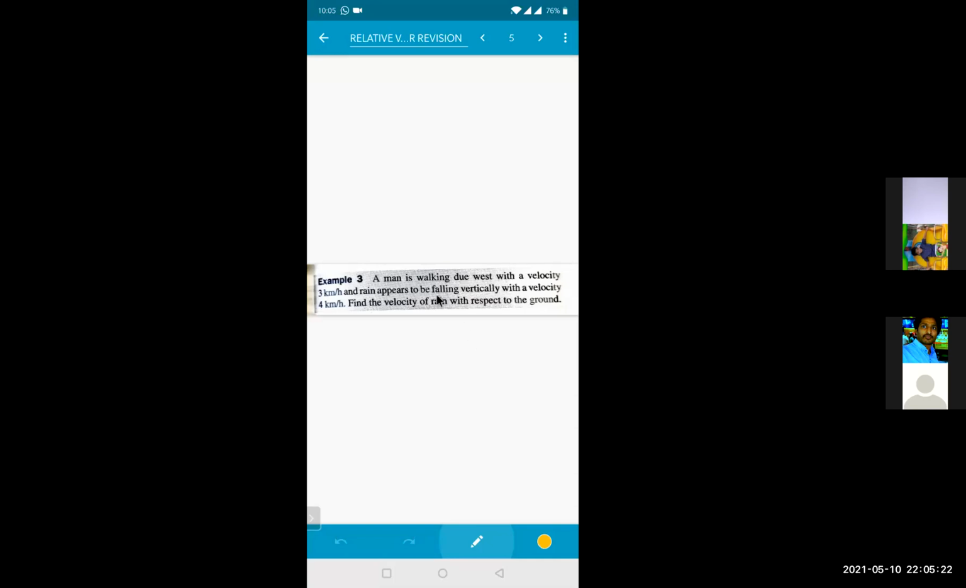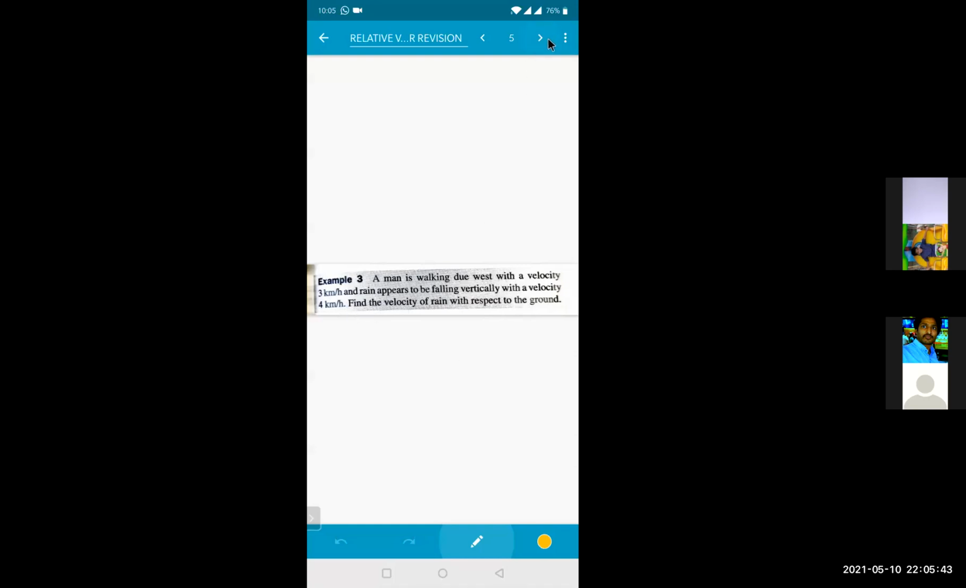Question number 3. A man is walking due west with a velocity of 3 km per hour and rain is appearing to be falling vertically with a velocity of 4 km per hour. Find the velocity of rain with respect to ground. Just draw the diagram. Man is walking in this direction, towards the west. With what velocity? 3 km per hour. And rain is appearing to fall vertically with a velocity of 4 km per hour.